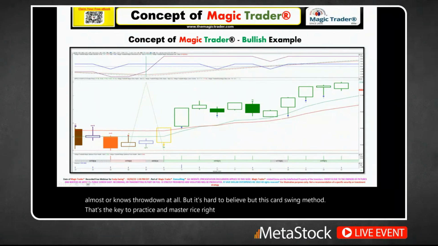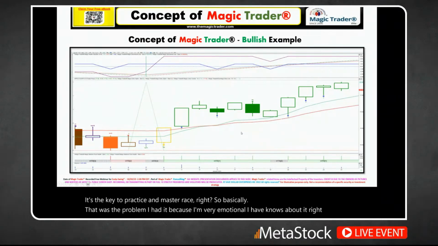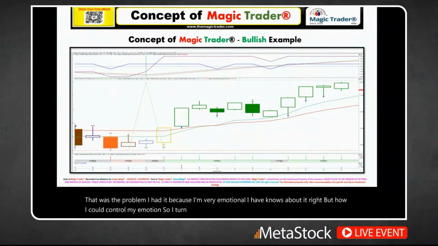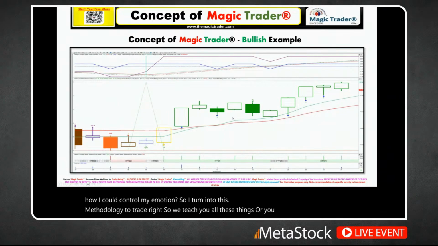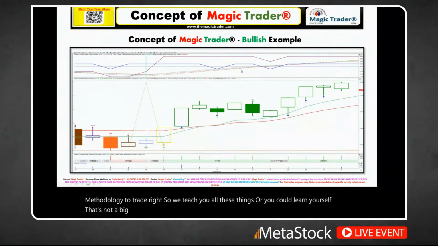So basically, that was the problem I had, because I'm very emotional. Jeff knows about it, right? But how could I control my emotions? So I turned to this methodology to trade. We teach you all this, or you could learn yourself. That's not a big deal. So this health window is the key of this software.